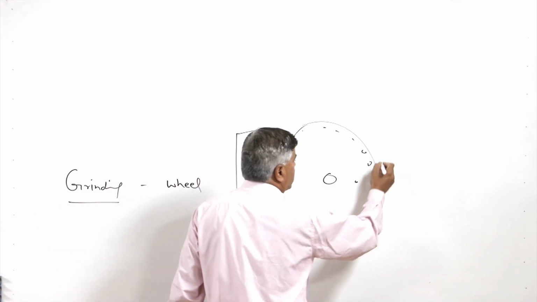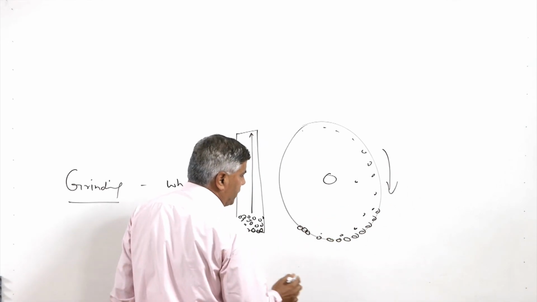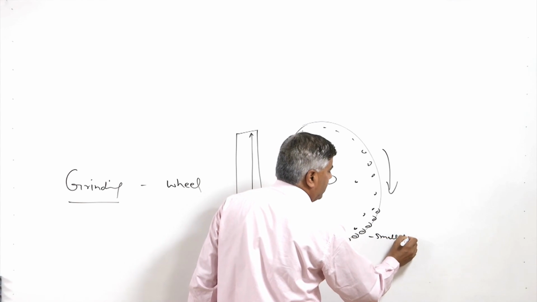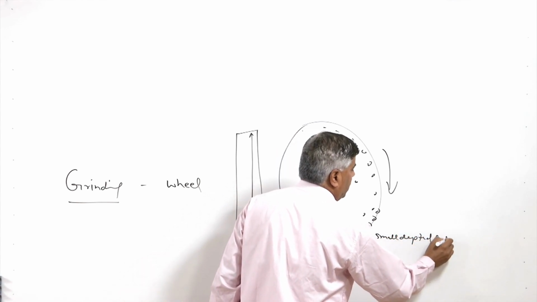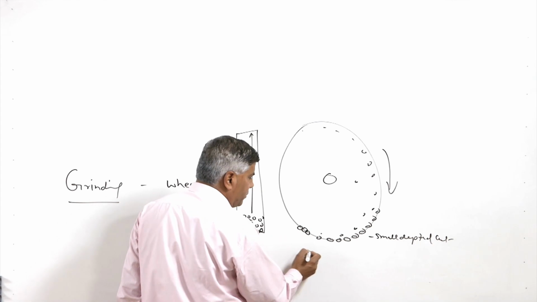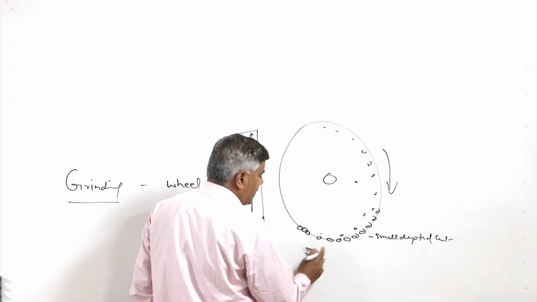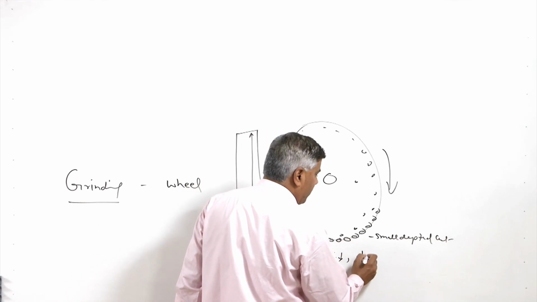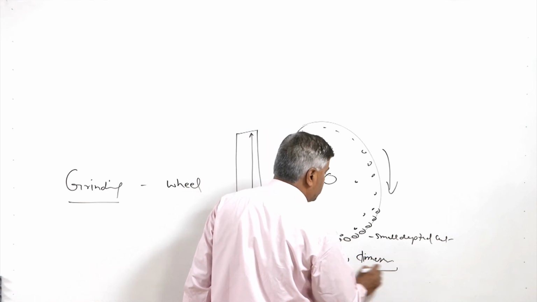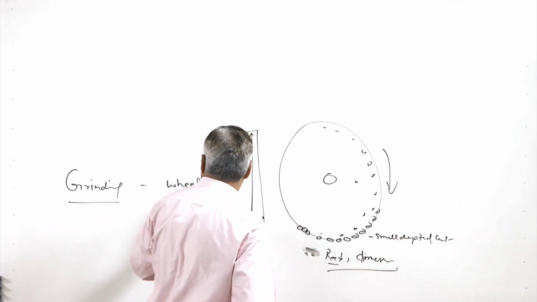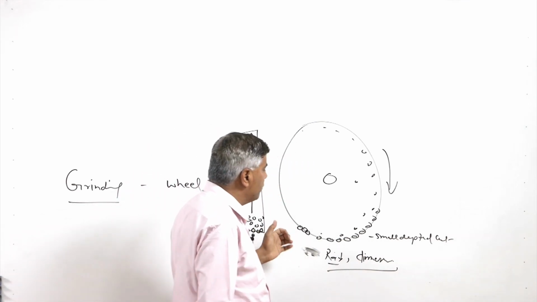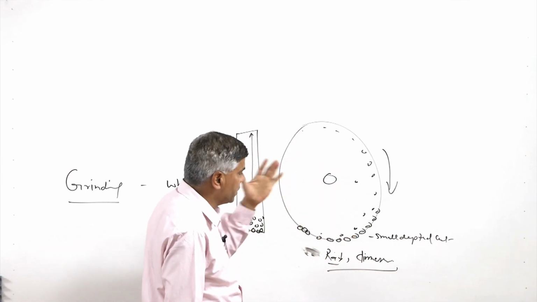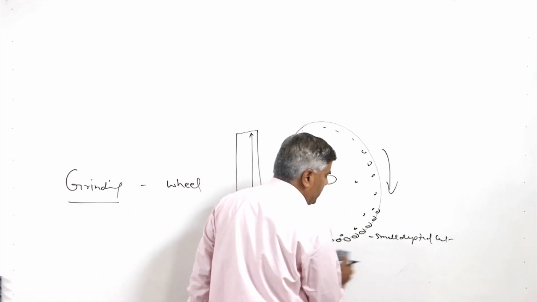This wheel rotates at a very high speed, and by giving a very small depth of cut, a very little layer of the material is removed in order to achieve the desired low surface roughness and desired dimensions after removal of the material. This is how grinding works as a material removal process, where the material is removed by abrasives bonded in a wheel which is rotated at a high speed.